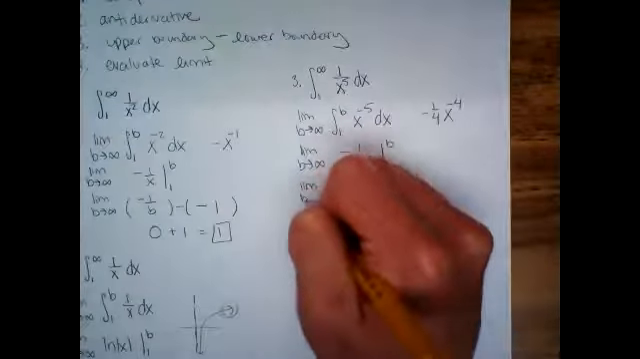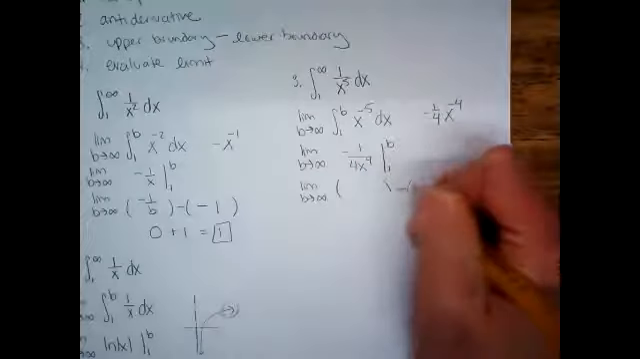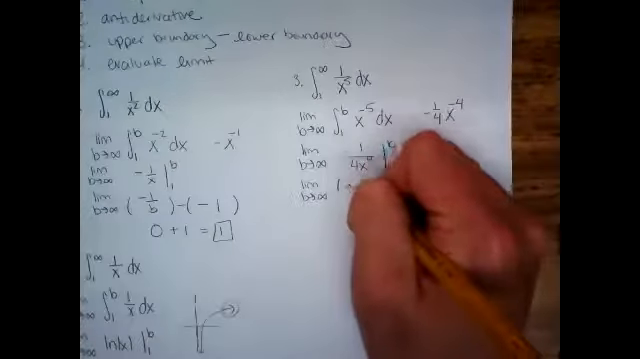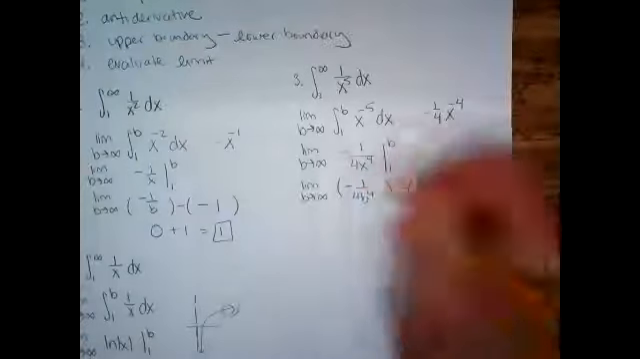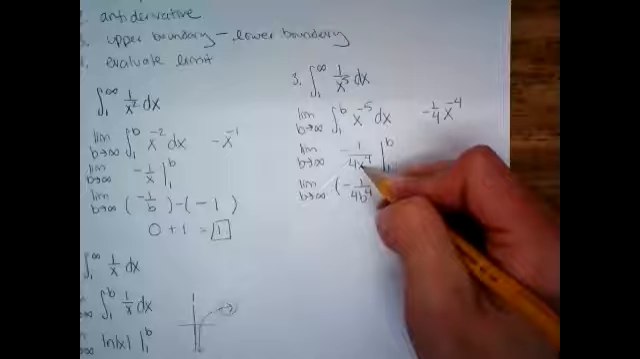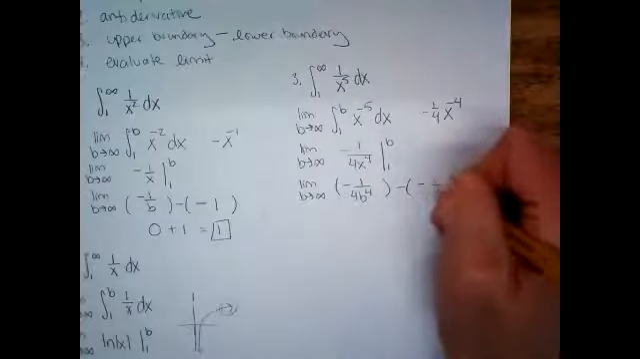And so now we're on the 3rd step, upper boundary minus lower boundary. So if you plug in b, this is going to be the same thing, just with a b in there. It would be negative 1 over 4b to the 4th minus, now if you plug in 1, you will just get negative a 4th.